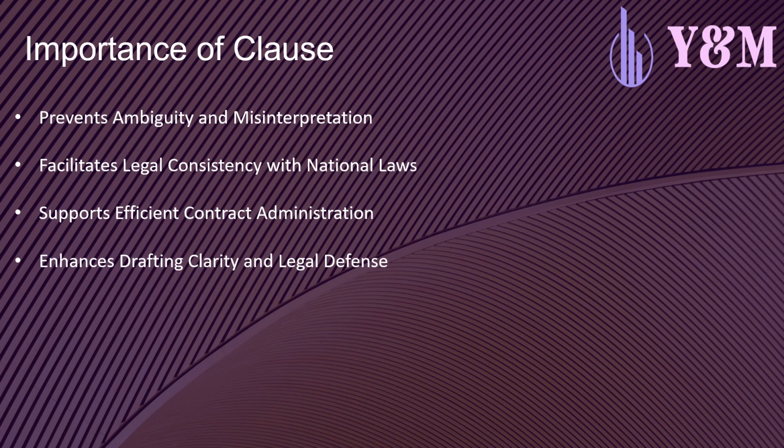4. Enhances drafting clarity and legal defense. From a legal standpoint, this clause strengthens the overall enforceability of the contract. If a party later tries to exploit grammatical technicalities, for example number, gender, or legal identity, Subclause 1.2 serves as a protective mechanism. It also shields against bad faith interpretations and helps courts or dispute adjudication boards interpret the contract faithfully in line with its intent, not just its literal wording.